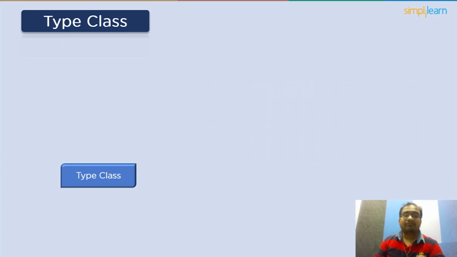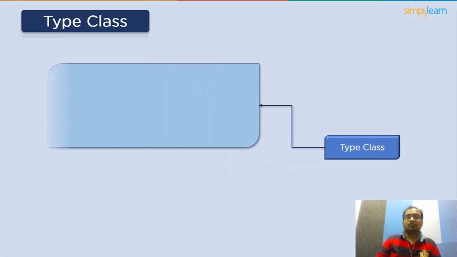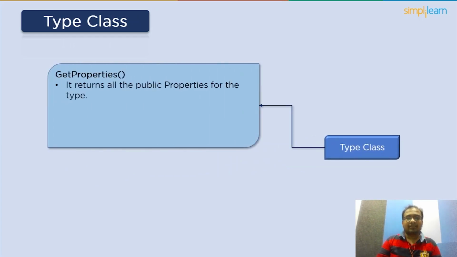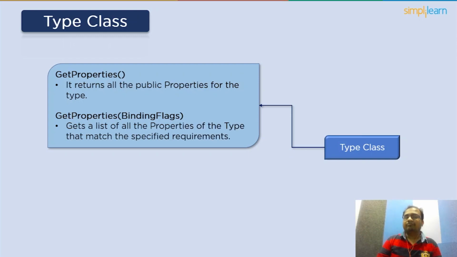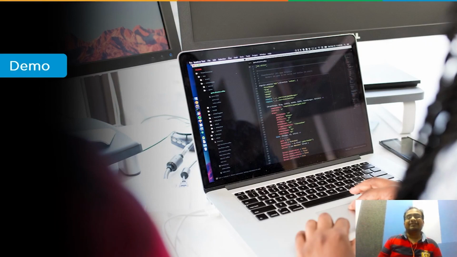Finally, we have GetProperties. This one returns all the public properties for the type. Then we have GetProperties with a BindingFlags as its argument. This one gets us a list of all the properties of the type that matches the specified requirements. Now that we are familiar with some of these methods, let's go to our Visual Studio and check them out.